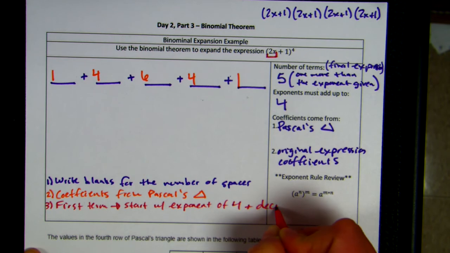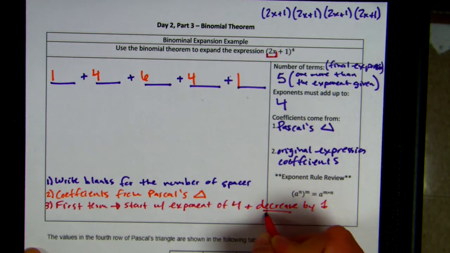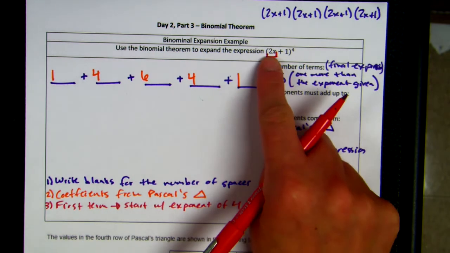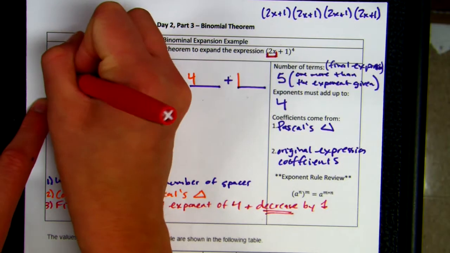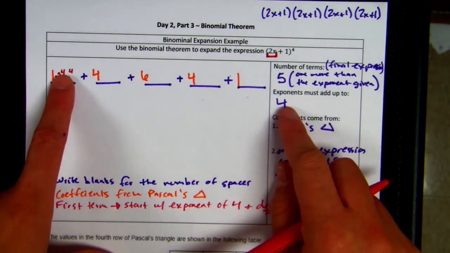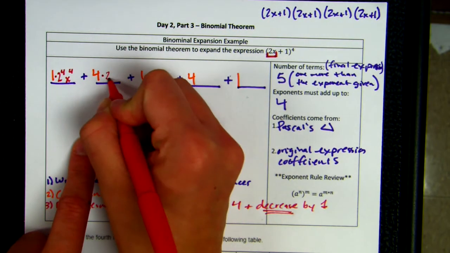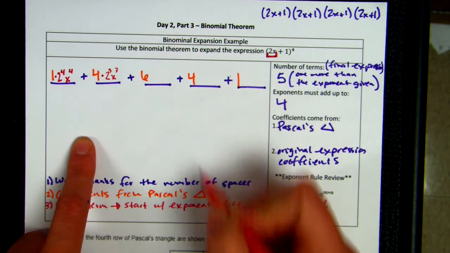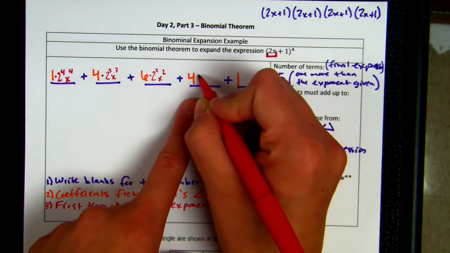And decrease by 1. Okay, so I've got 2x, that is my first term. So I'm going to do 2 to the 4th, x to the 4th. Then my exponent is going to decrease by 1, so this will become 2 to the 3rd, x to the 3rd. Then 2 squared, x squared.